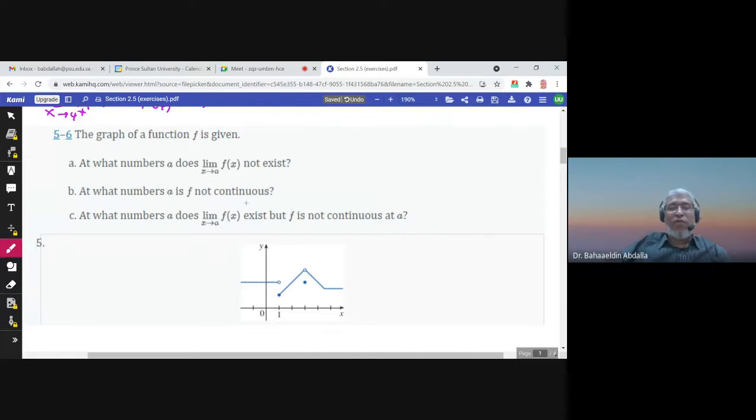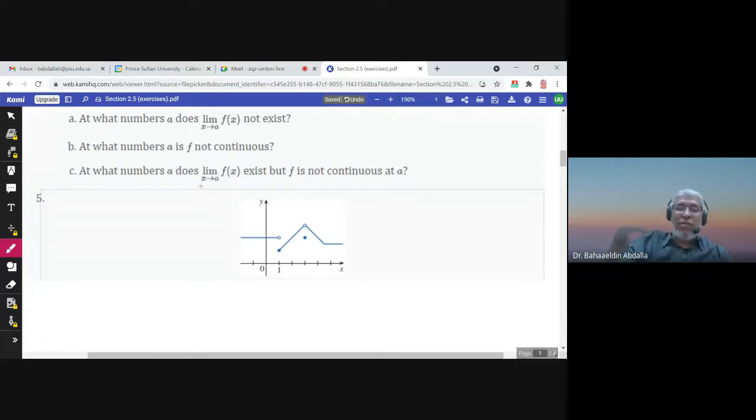The graph of a function f is given. At what numbers a does the limit of f of x not exist? Let me answer here part by part. So at what number a does the limit not exist? So the limit does not exist at 1, okay, at 1, because the limit from the right is not equal to the limit from the left.